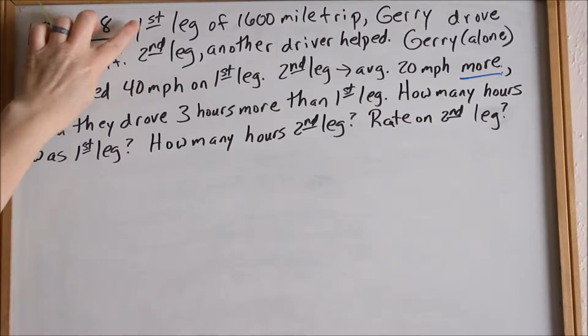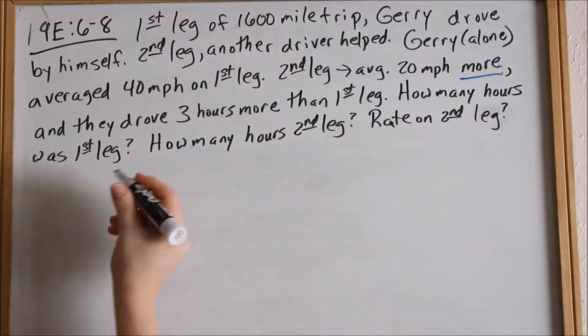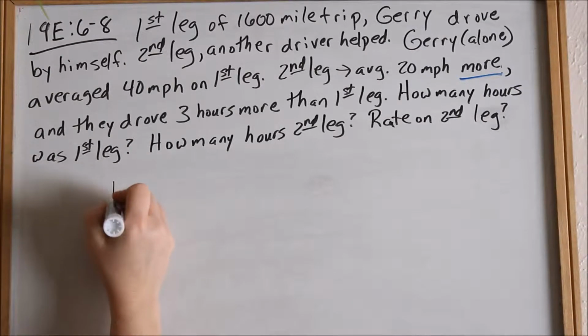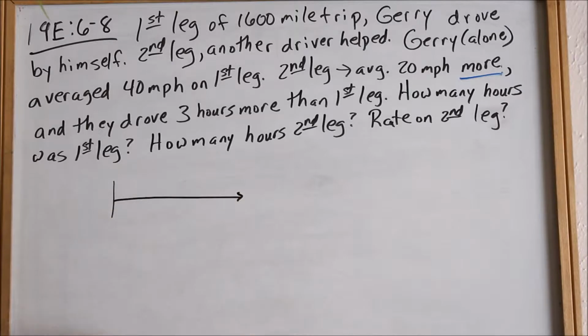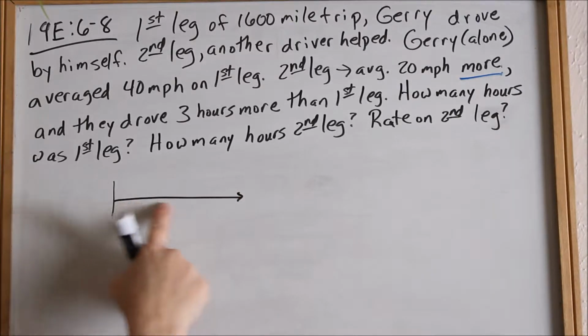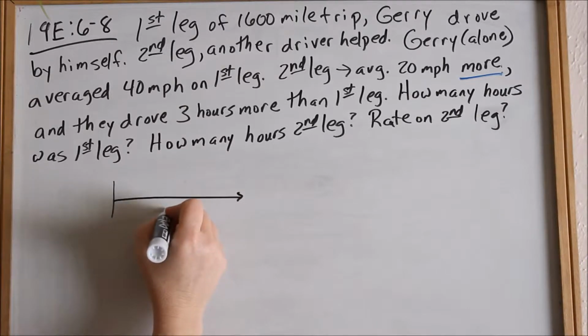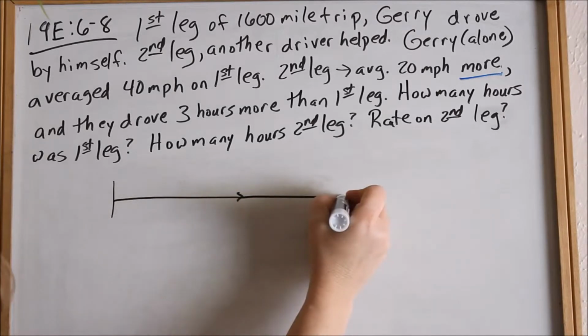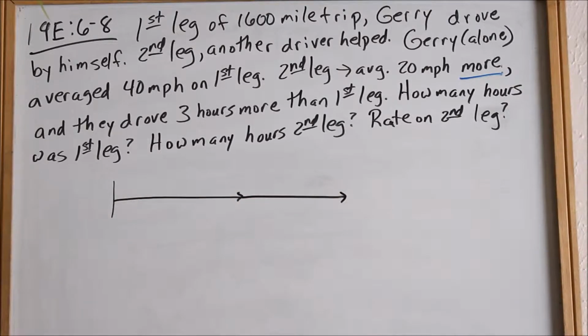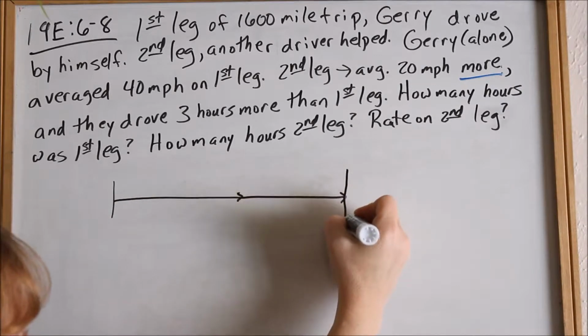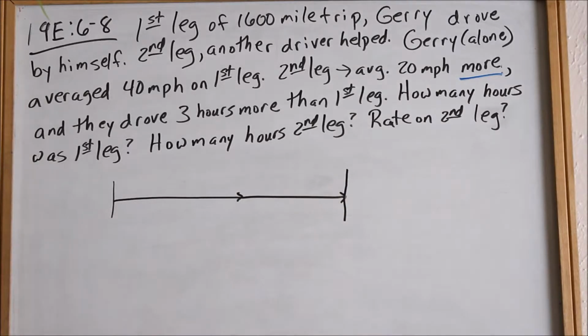So we have a first leg and we have a second leg of a trip. So now we're doing the scenario of, on the first leg, Jerry did this. He drove by himself for a certain distance. And then on the second leg, he had somebody helping him drive. So we're going to have this picture here of this scenario.